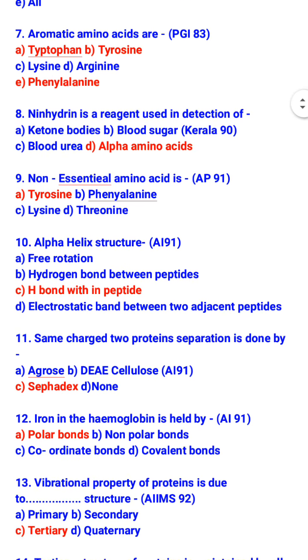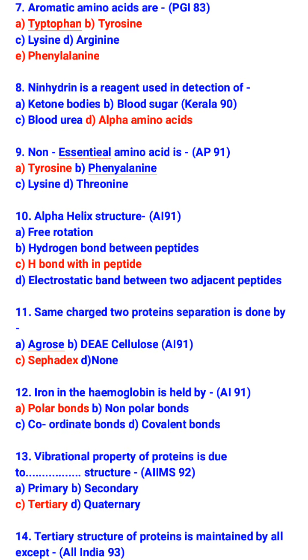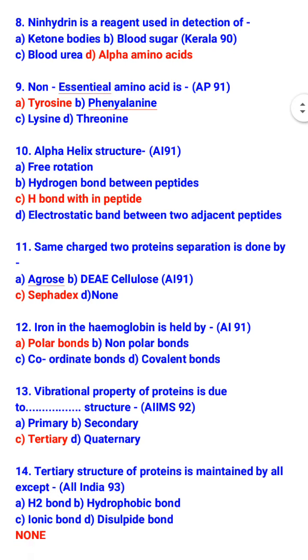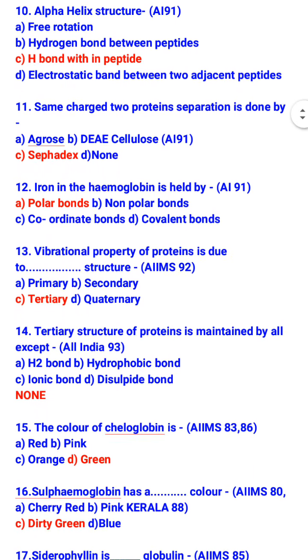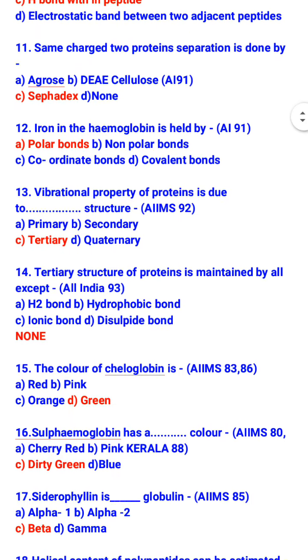Alpha helix structure has H bonds within the peptide. Same charge, two protein separation is done by Sephadex. Iron in the hemoglobin is held by polar bonds. Vibrational property of protein is due to tertiary structure.